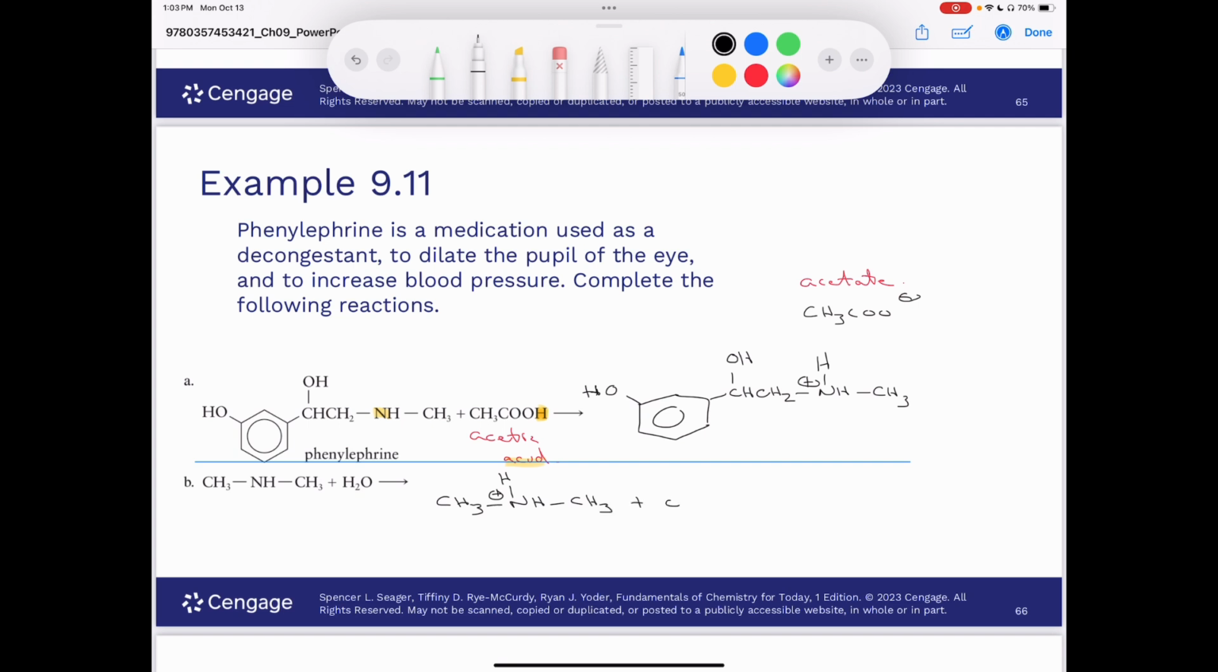CH3, and we're going to be left over with a hydroxide ion like that. So remember, amines are weak bases. They pick up hydrogen ions, and then once they pick up a hydrogen ion, they adopt a positive charge.